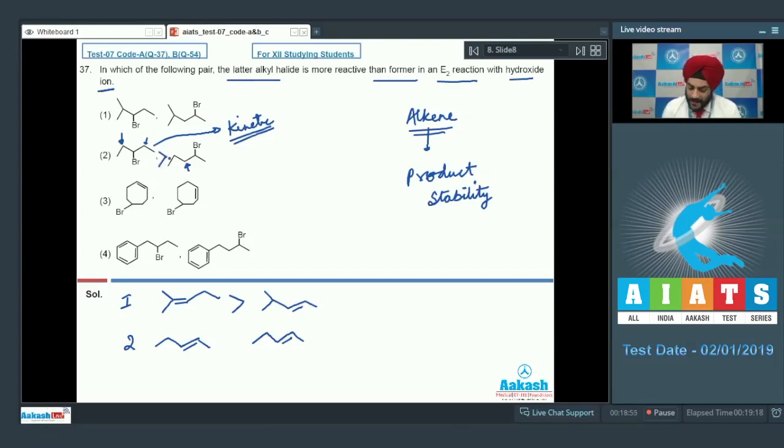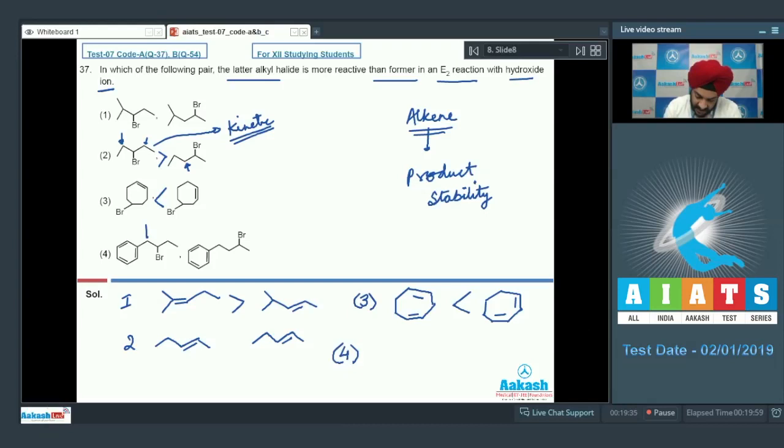Let us look at the third option now. In the third option, from the first structure, we are going to have the formation of an isolated diene. Whereas if you look at the second structure, we are going to have the formation of a conjugated alkene. So in this case, the latter will be more reactive than the former because of the conjugated alkene which is formed in this structure. Let us look at the fourth option now.